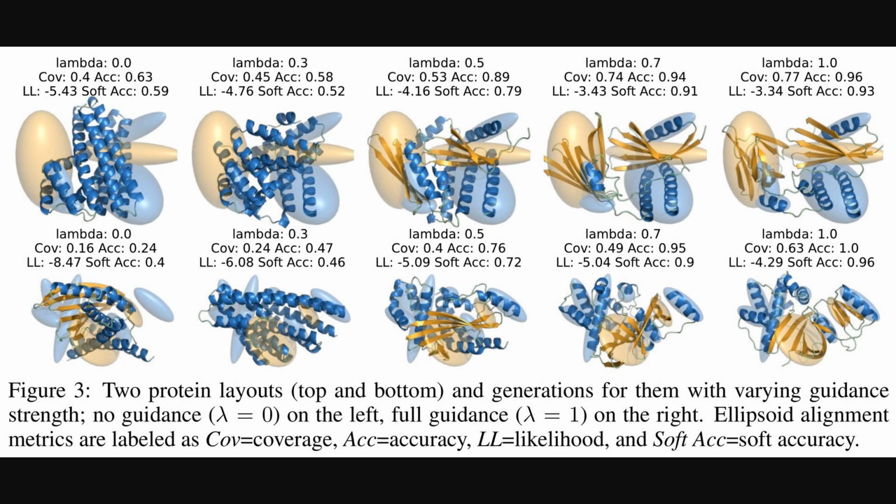Okay, so now, figure 3 gives us a visual on how this ellipsoid guidance, using a technique called classifier-free guidance, actually works in practice. We see 2 different target protein layouts, top and bottom. For each layout, the model generates structures with increasing guidance strength. That's the lambda value you see, going from 0, which means no guidance, to 1, representing full guidance. As this lambda increases, the generated proteins, with their blue helices and gold sheets, more closely conform to the target ellipsoids. Metrics like coverage, which is how much of the ellipsoid is filled, and accuracy, how well the structure type matches the target, clearly improve, demonstrating precise user control.